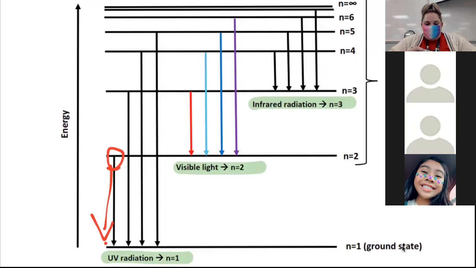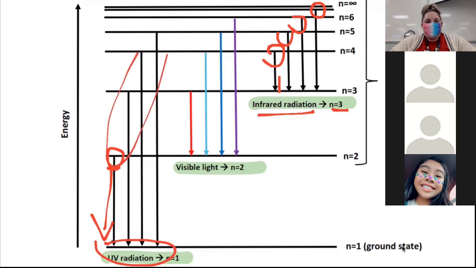If they fall down to the third energy level, whether it's from the fourth, the fifth, sixth, or the seventh, they produce lower amounts of energy, and so that falls in the infrared section of the electromagnetic spectrum. Falling down to the first level from any of these levels is higher amounts of energy, and that's UV radiation. The ones that fall down to the second energy level have just the right amount of energy that it falls in the visible light spectrum.